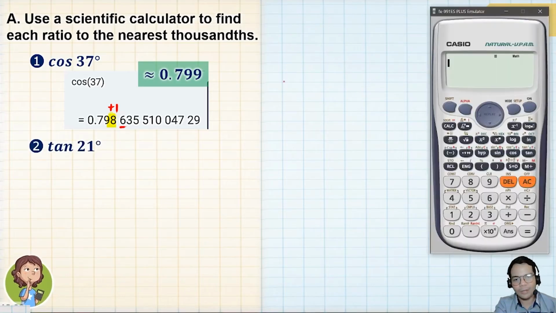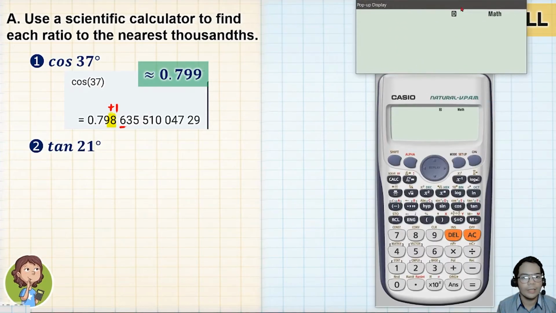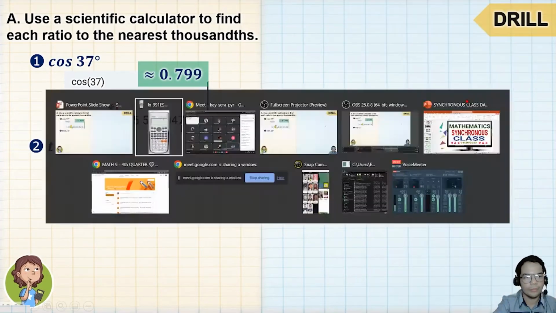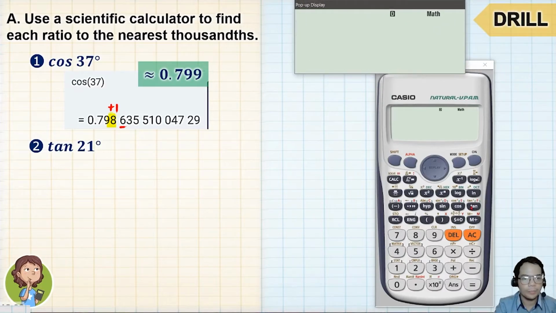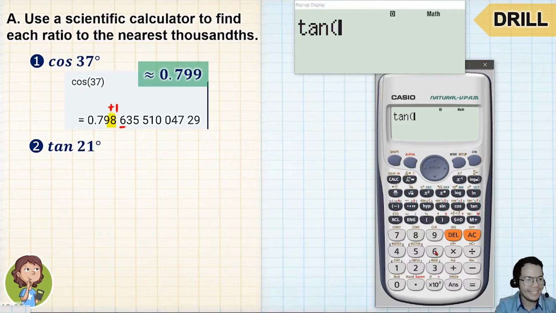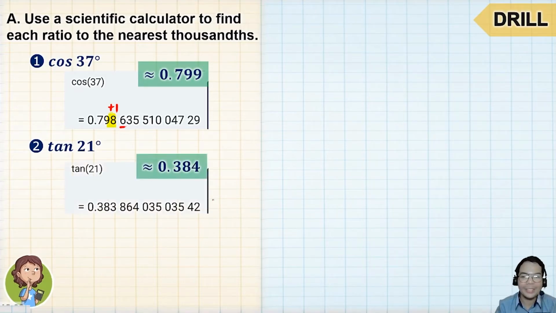Tangent 21 degrees. How do we type this on our calculator? If you want to answer, you may raise your hand. Yes, Princess Ashley. 0.3844. Let's check. So it's tangent 21 degrees. Okay, very good. The correct answer here is 0.384. We also add 1 here, because the digit next to 3 is 8. Very good, Princess Ashley. Let's proceed with the last one on this part.